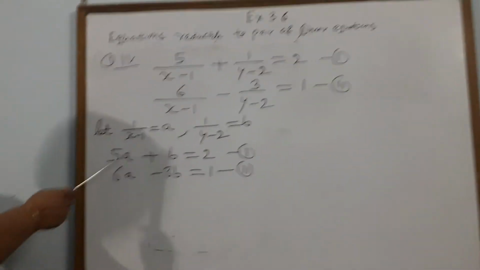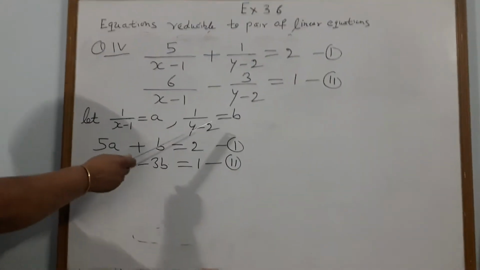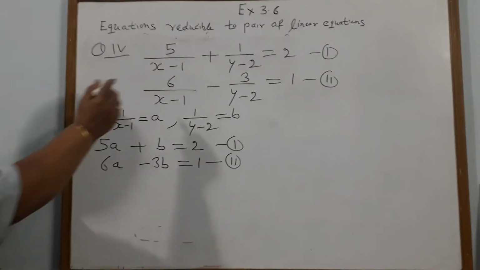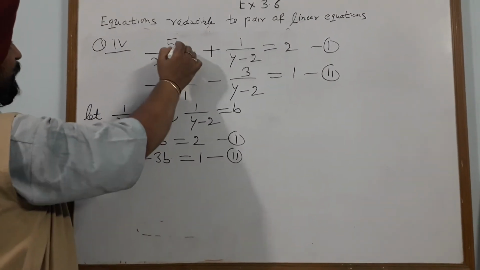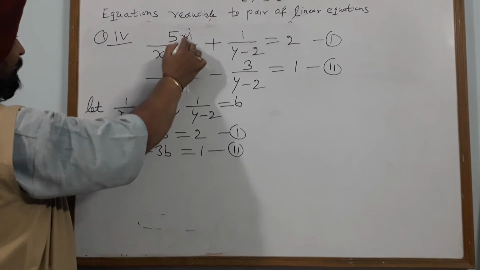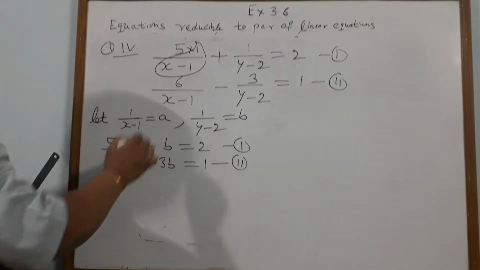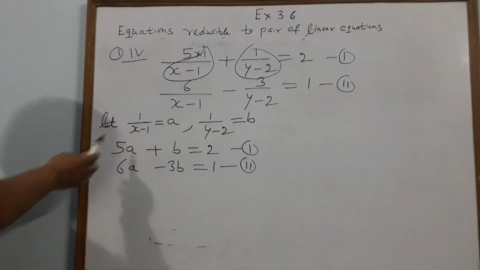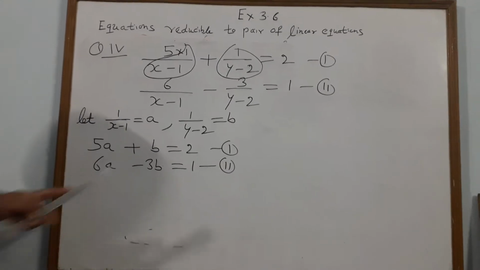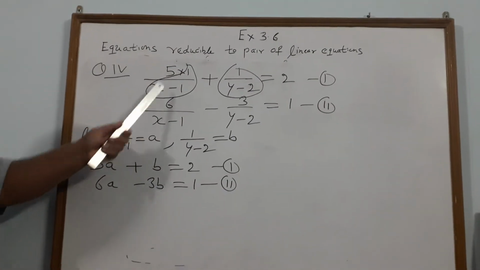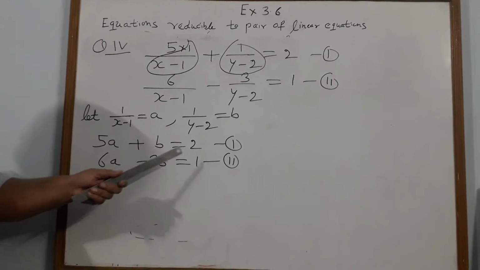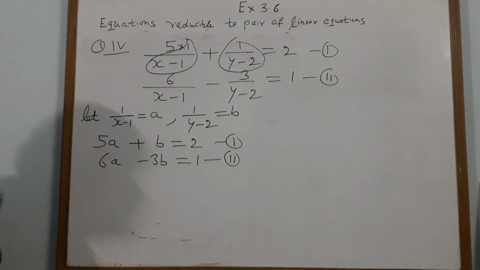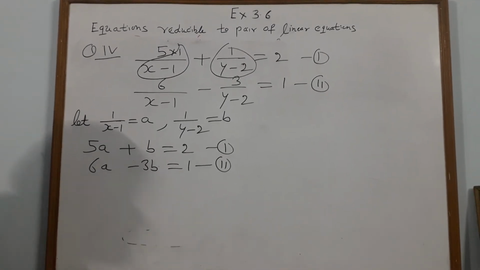So what will we suppose? We will suppose 1 upon x minus 1 is equal to a and 1 upon y minus 2 is equal to b. 5 over x minus 1 can be written as 5 into 1 over x minus 1, and we have supposed 1 over x minus 1 as a. Similarly 1 upon y minus 2 we have supposed as b. So the first equation becomes 5a plus b is equal to 2, and second equation becomes 6a minus 3b is equal to 1.